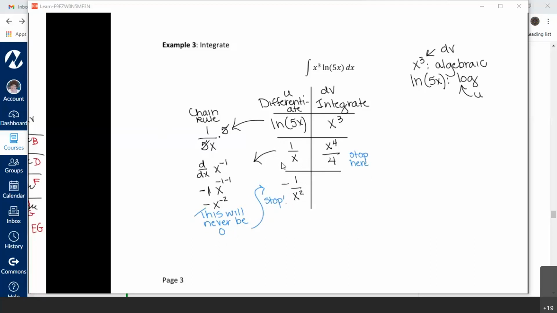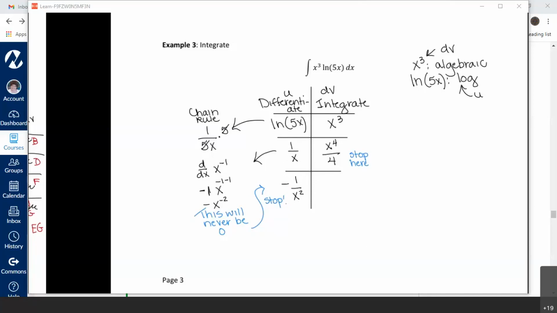Technically, you'd be able to tell at this point when you had 1 over x. If I keep differentiating it, I'm just going to keep getting derivatives with larger and larger exponents in the denominator. So you could stop here. I just stopped you here to show you the pattern. As soon as you know that you're not going to ever get 0, stop.